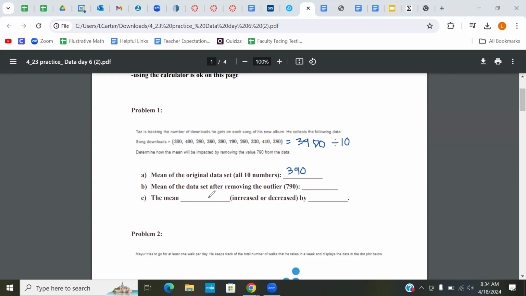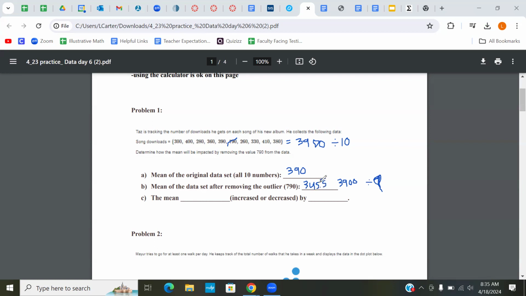Okay, now the outlier will be skewing the data to the right. Therefore, if we remove the outlier 790 from the data set, then we would calculate all of these, right? The sum of those 9, or you could just take that 3,900 minus 790, do the same thing. But overall, it would be finding the sum of the whole new data set minus the 790. So it's 3,110, divided by 9. Okay, so that's going to be 345.5 repeating.